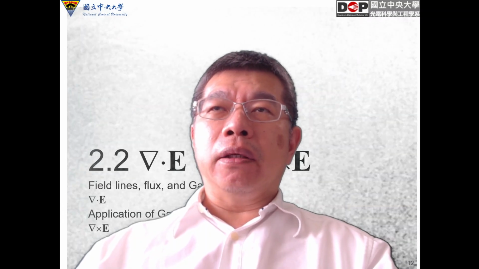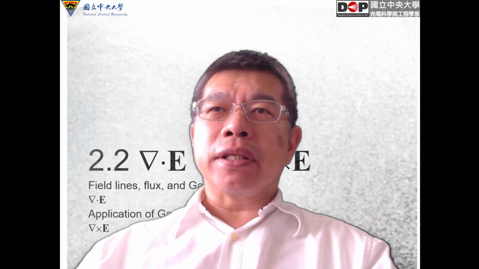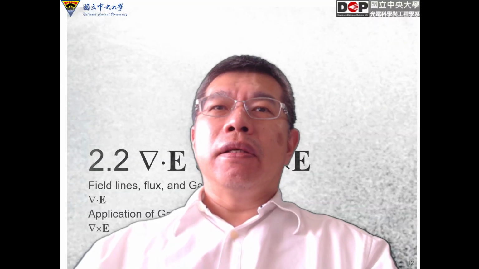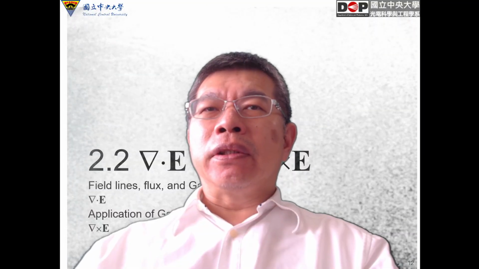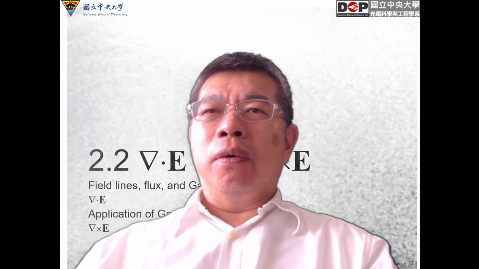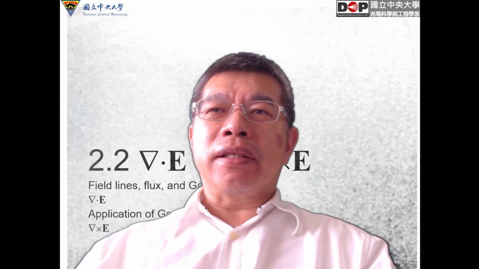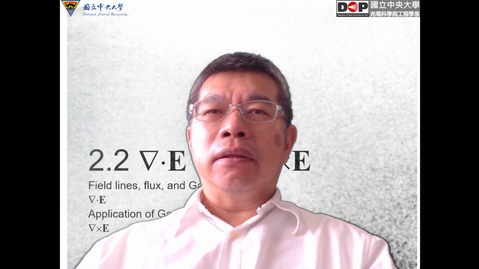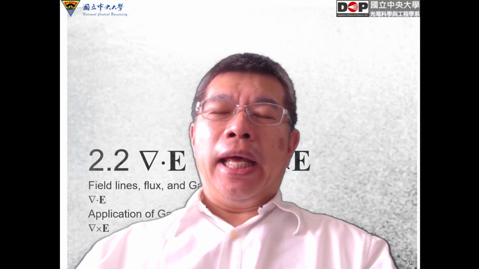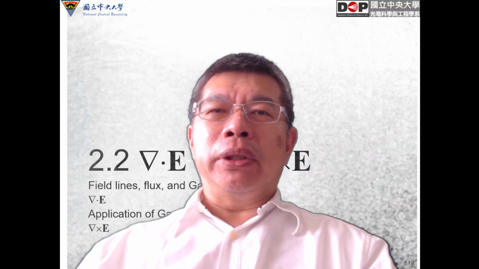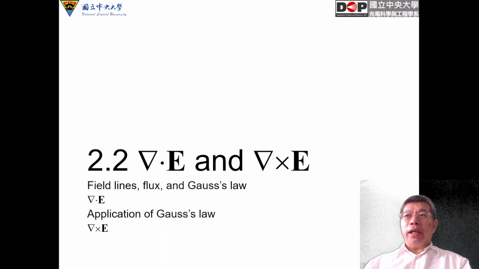Okay. The second part of the electrostatic thing is the divergence of E and curl of E. In the beginning we're starting to introduce some field line concept and what is flux. One of the most important things is Gauss's law, and then divergence of E and application of this Gauss's law. The final part will be the curl of the electric field. Let's get started. Okay.